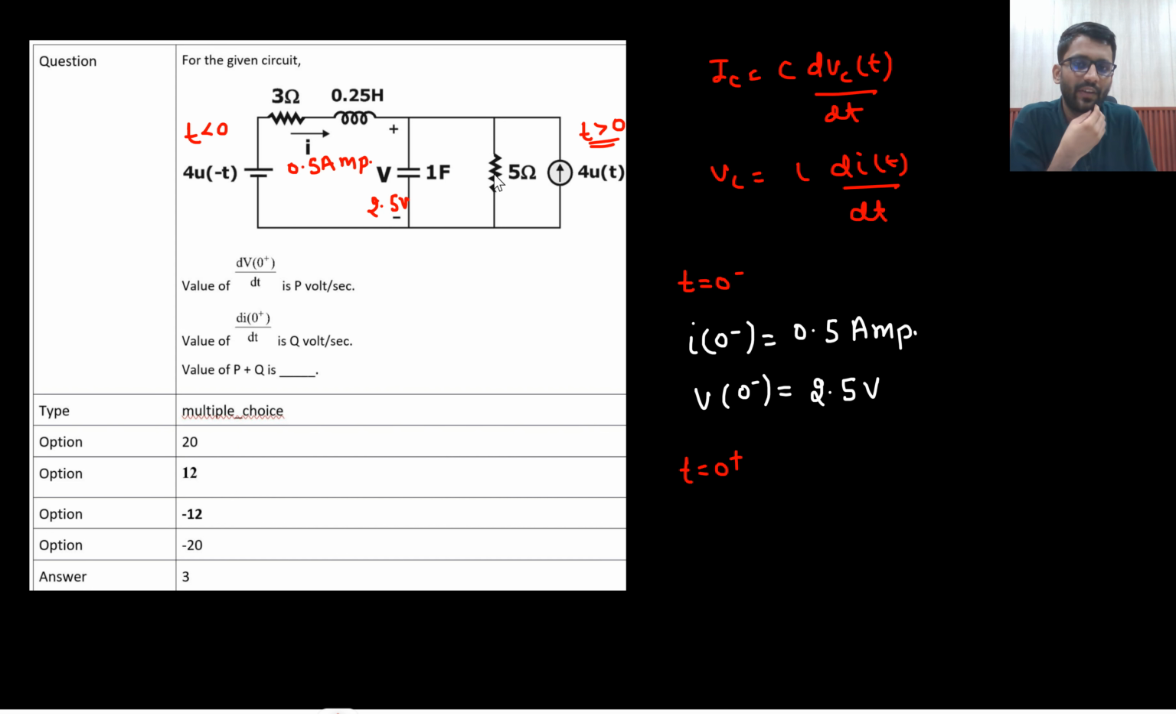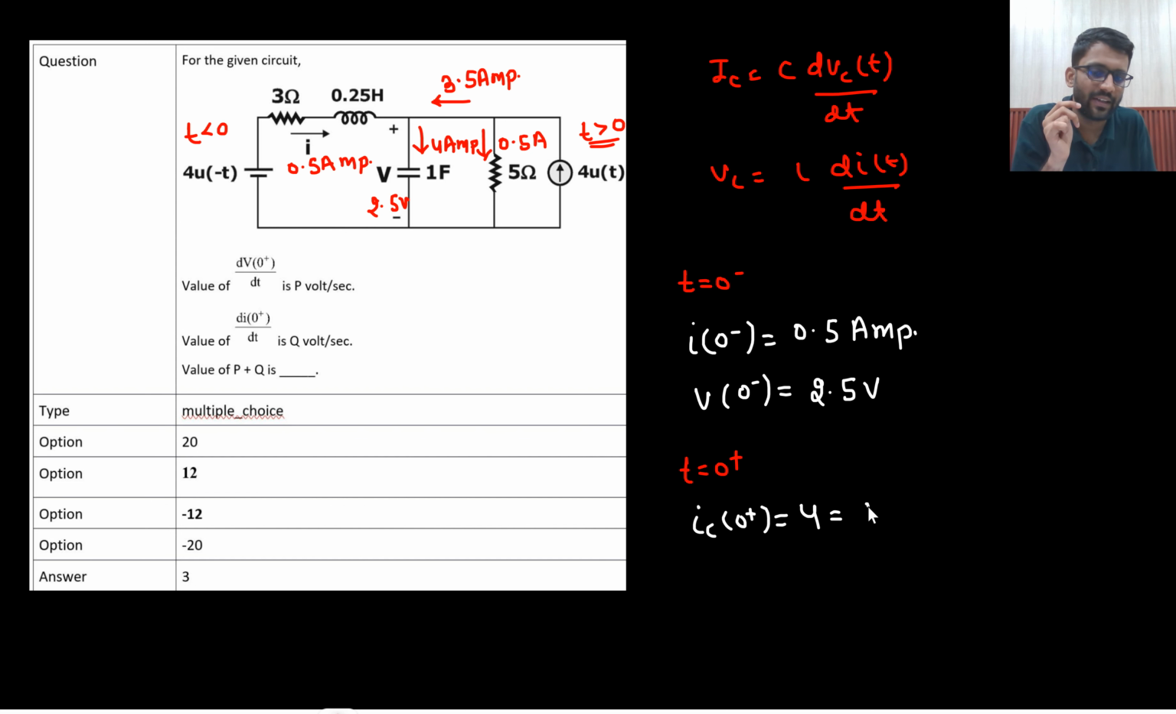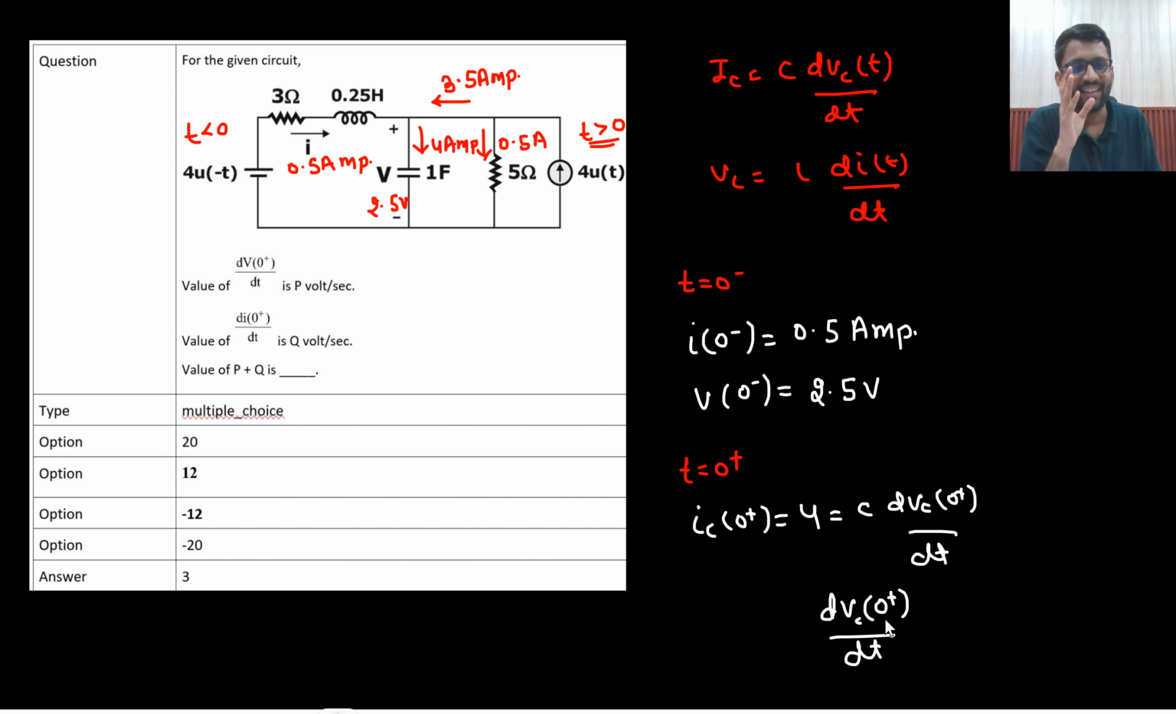If this is 2.5 and this is 5, then 2.5 by 5 means this is 0.5 ampere. And this is 4, so this would be 3.5 ampere. From here 3.5 ampere current is coming, from here 0.5 ampere is coming, so this would be 4 ampere. So basically you get your IC at 0 plus, which is equal to 4 ampere. That is equal to C dvc by dt, and C is 1 farad only, so dv at 0 plus by dt.